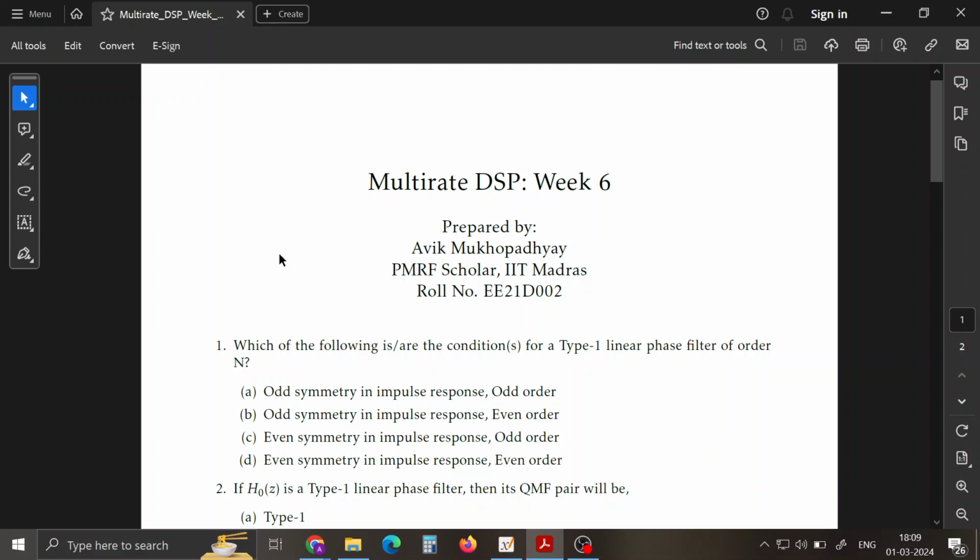We also saw certain other aspects of filter design, like the allowable deviation in the pass band, allowable deviation in the stop band, and the flatness constraint, and so on. Finally, we also looked at the quadrature mirror filter, QMF for short. So keeping these ideas in mind, let's get started with today's session.